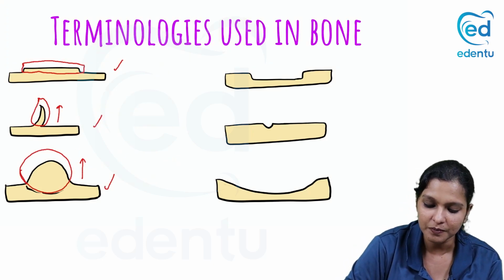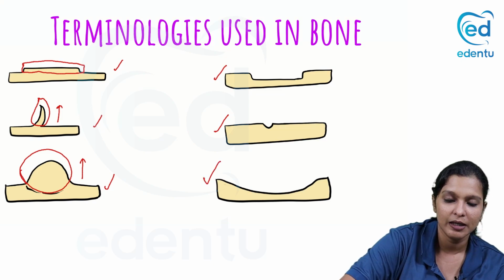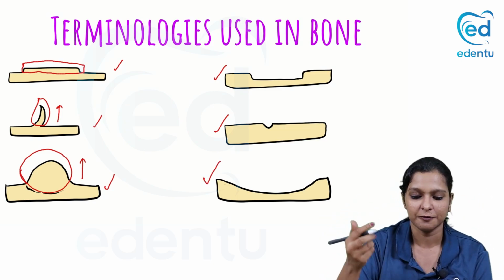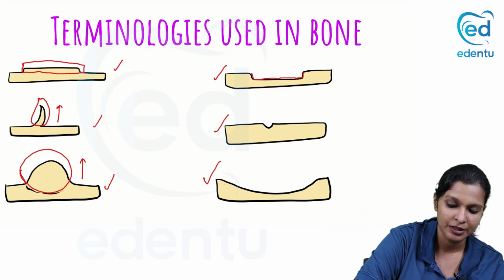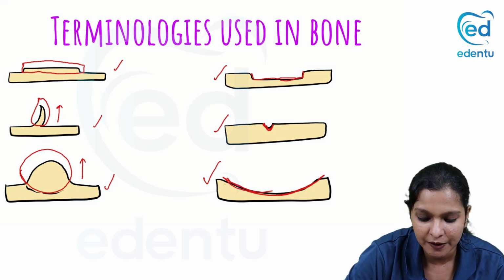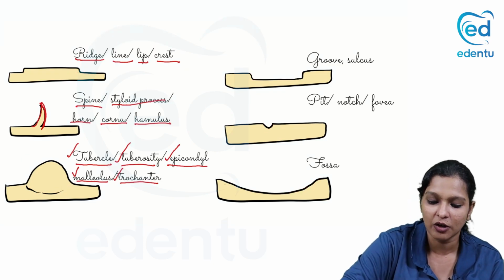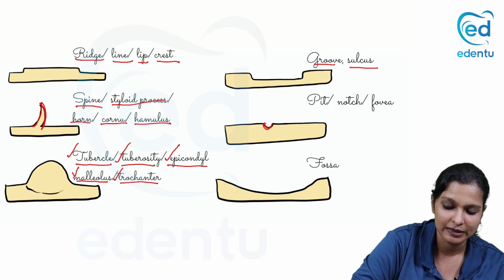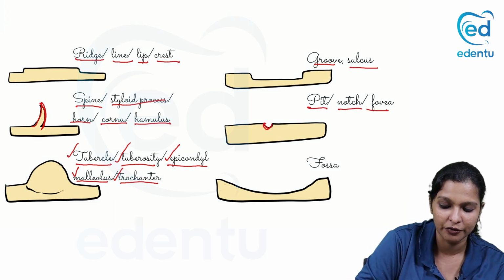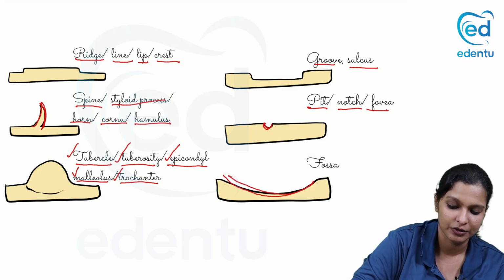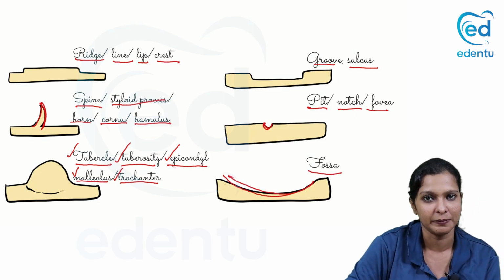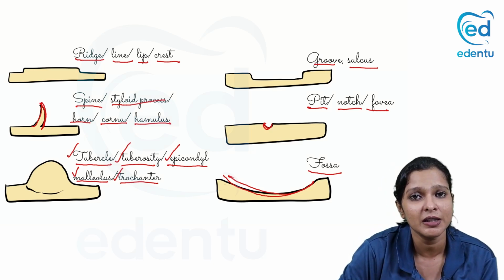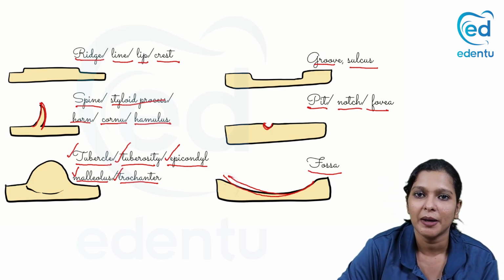Then the next three, these three are all depressions present on the surface. The first one is a linear depression. The next one is a smaller depression, whereas the third one is a larger one. If it's just a straight line, it is called as groove or sulcus. If it is small enough, it is called as a pit or notch or fovea. If it is a larger one on the surface of the bone, then it is called as a fossa. So these are some of the terminologies that is used to describe parts of the bone.